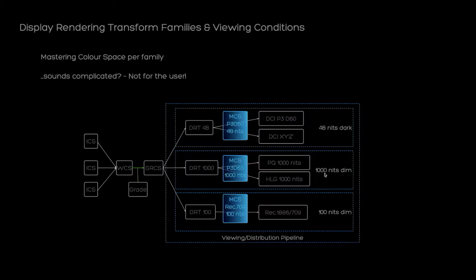But for the 1000 nit viewing condition, we want a different mastering color space that limits to 1000 nits P3. Additionally, we might want to change also the visual white point for each viewing condition, maybe D60 for cinema and D65 for television deliveries. That means for every viewing condition, we want to specify a certain display rendering transform, mastering color space, and mastering white point.